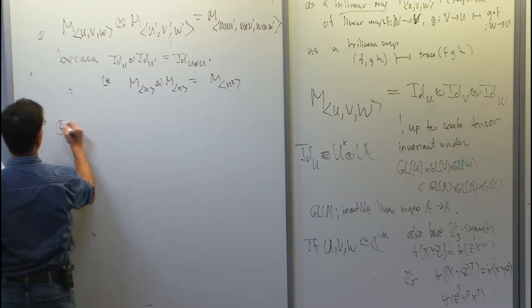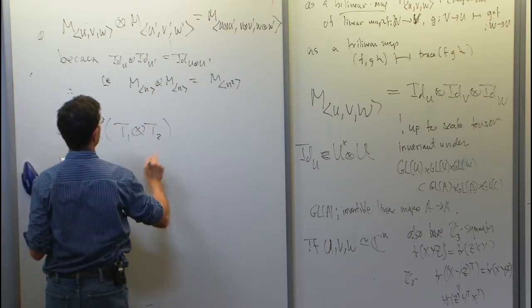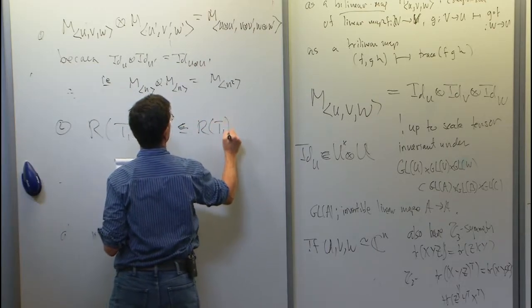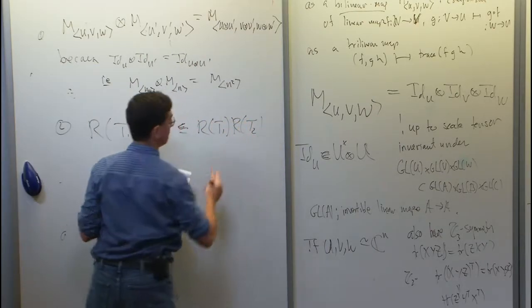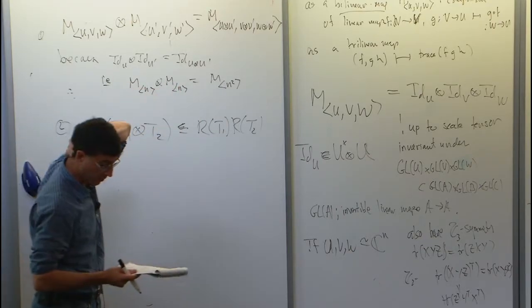And two, that the rank of the tensor product of any two tensors in disjoint spaces is at most the product of the ranks. So you put those two together and you get this asymptotic bound.